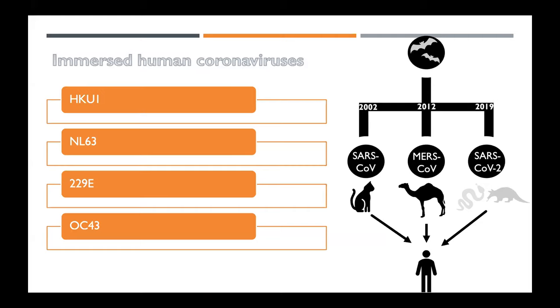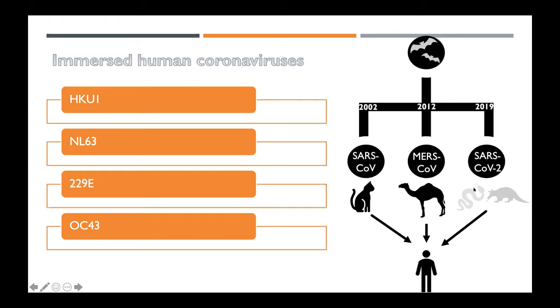These are the emerging human coronavirus strains that have some symptoms like flu or cold, and the three most affecting strains are SARS-CoV, which started in 2002, MERS, or Middle East Respiratory Syndrome coronavirus, which started in 2012, and the current COVID-19, or SARS-CoV-2.